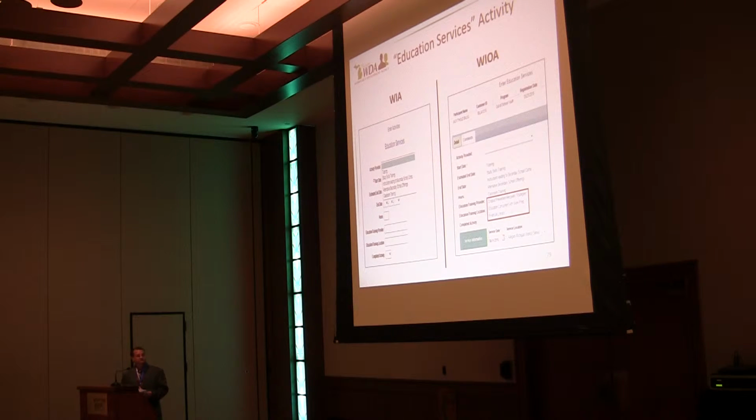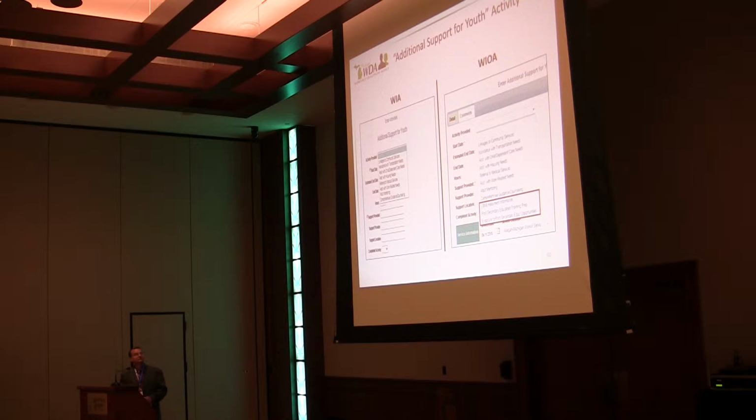For education services, we have three new categories within that activity: dropout prevention, recovery strategies, education concurrent with work prep, and financial literacy. And for additional support for youth, we also have three new categories under the activity related to labor market information, post-secondary, and exposure to post-secondary educational opportunities.